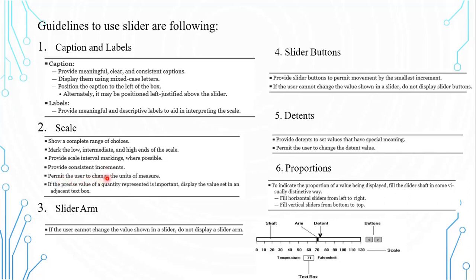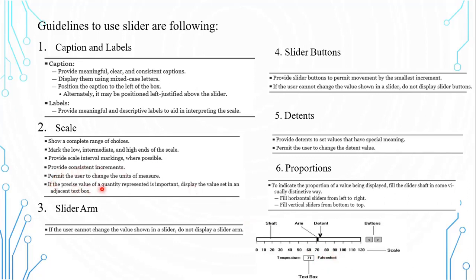Permit the user to change the units of measure. So suppose it's showing in temperature. Maybe you have here actually Fahrenheit is being shown. Celsius if you want to show, then you can change it. Okay, that has to be permitted for the user. Okay, the user interface designer has to permit changing the units as well.